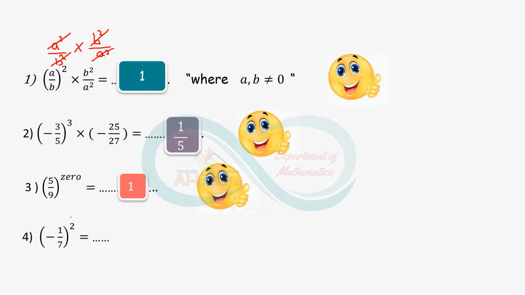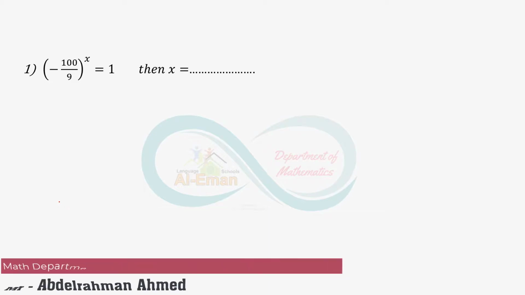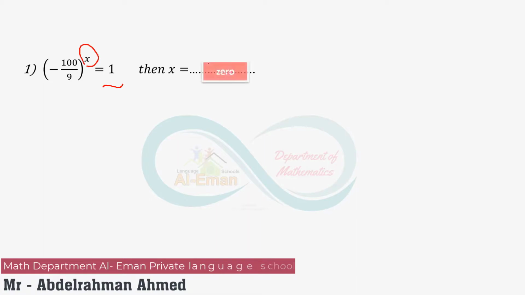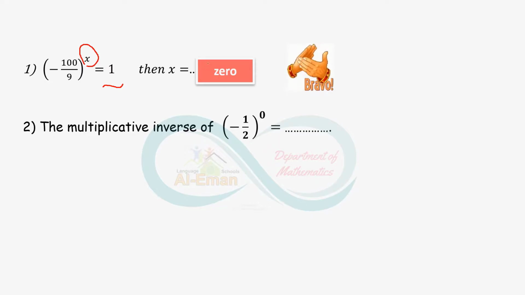-1 over 7 all to the power 2. Bravo. -100 over 9 all to the power x equals 1, so x equals 0. Bravo. The multiplicative inverse of -half all to the power 0 equals 1.